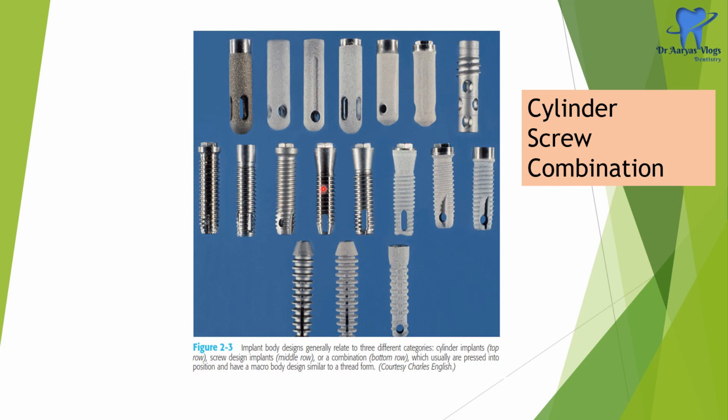Coming to the screw type, they are threaded into a slightly smaller prepared bone site and have the macroscopic retentive elements of a thread for initial bone fixation. And they may be machined, textured or coated. Then coming to the combination type, it has macroscopic features from both the cylinder and screw root forms.